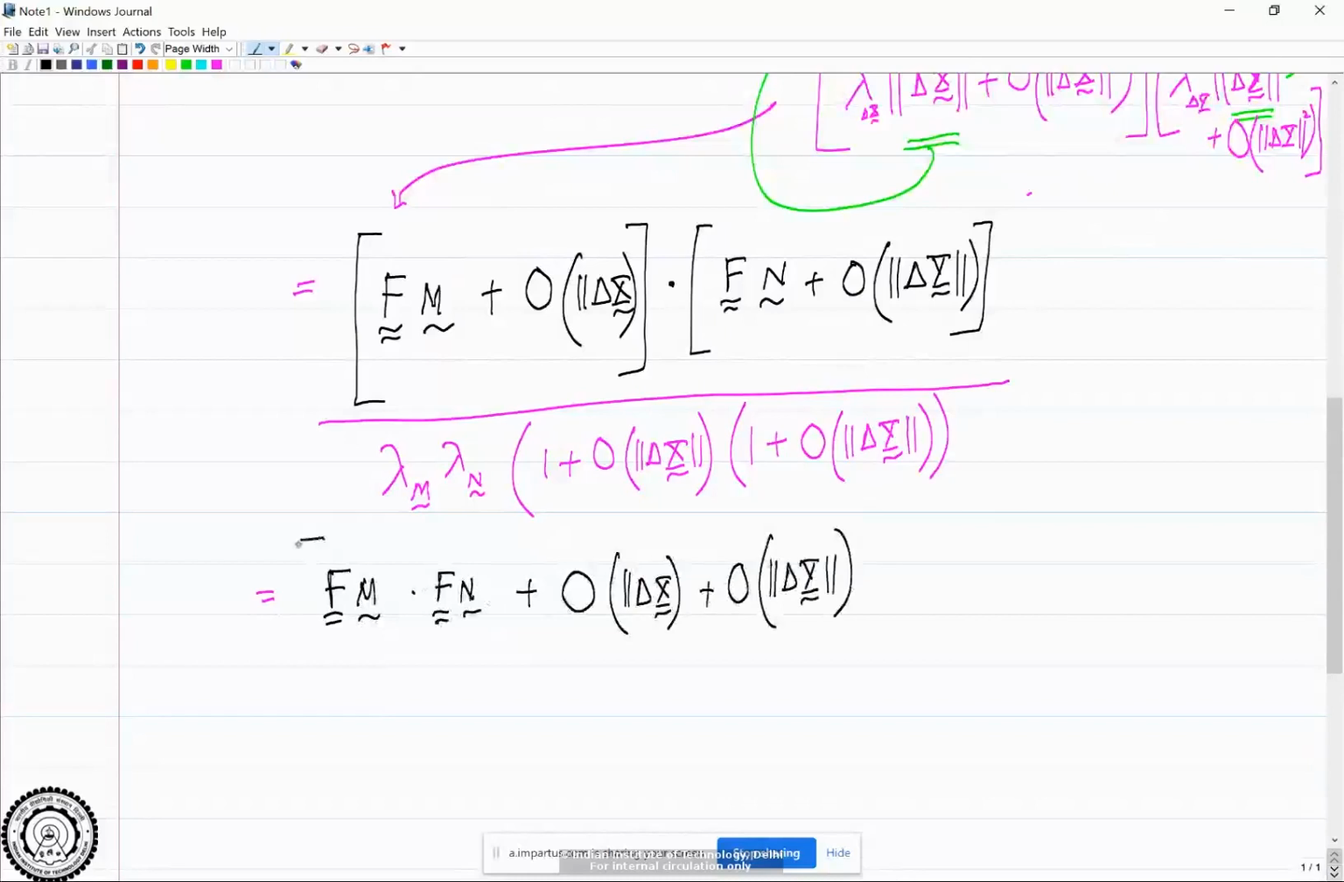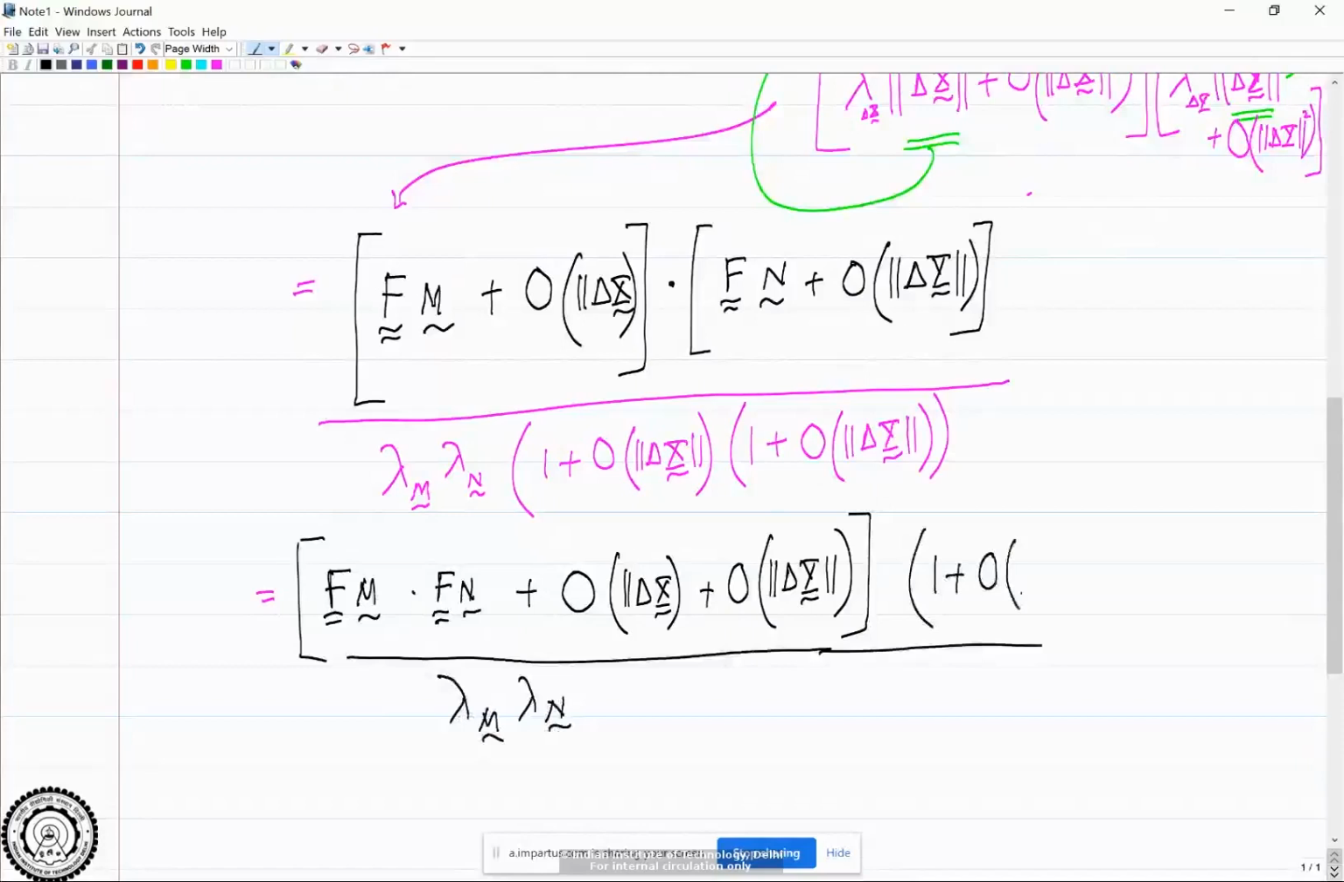So that's the numerator, and then the denominator will now go up, and keep these lambdas below, lambda m, lambda n, and the remaining we bring in the numerator with a power minus 1. So this is now 1 plus big O delta capital X to the power minus 1. So we have to go very, very slowly. No problem, you won't make any mistake. And this is delta capital Y to the power minus 1.